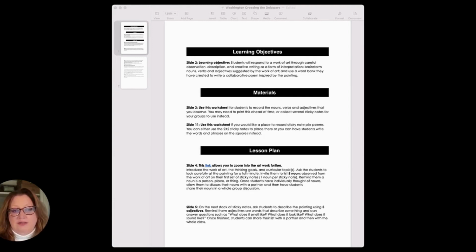Now the learning objective here says that students are going to respond to a work of art through careful observation, description, and creative writing as a form of interpretation. Then they're going to brainstorm nouns, verbs, and adjectives suggested by the work of art and use a word bank that they've created to write a collaborative poem inspired by the painting. Okay, so just at first glance, let's take a look at this learning objective. First of all, I don't see any standards present. And for this to be a true arts integration lesson, I gotta see standards for both the content area and the arts area.